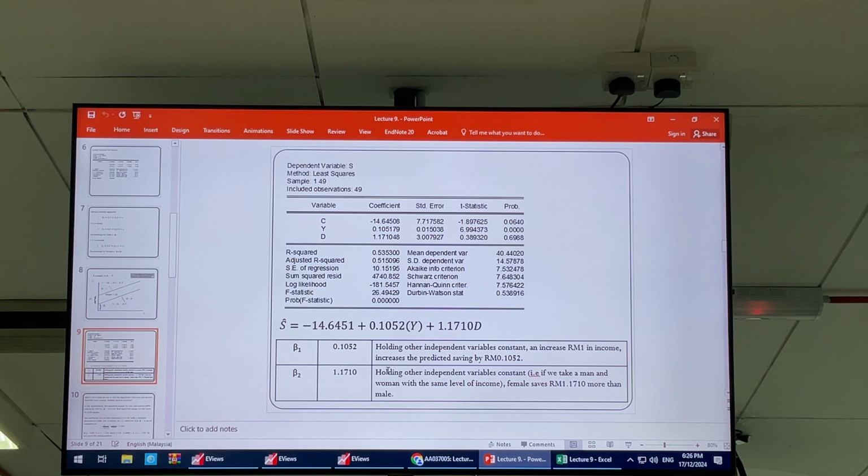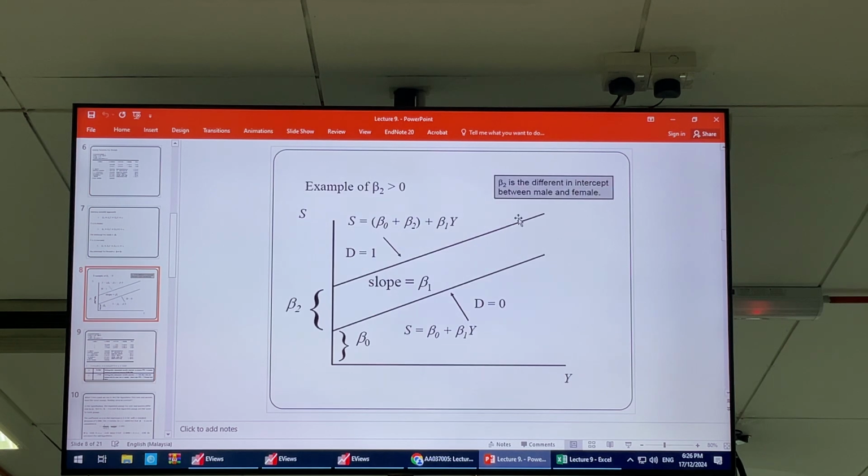So in terms of interpretation, for the case of beta 1, holding other independent variables constant, an increase of 1 in income increases the saving by about 10 cents. And for beta 2, holding other independent variables constant, if we take men and women with the same level of income, females save 1.17 more than males. Because beta 2 represents the additional amount compared to males, how much more females save as compared to males.